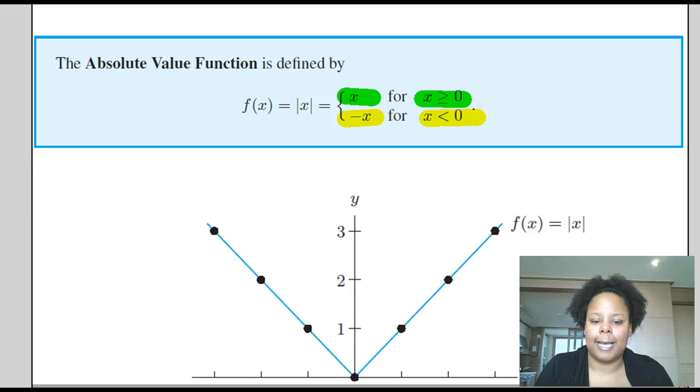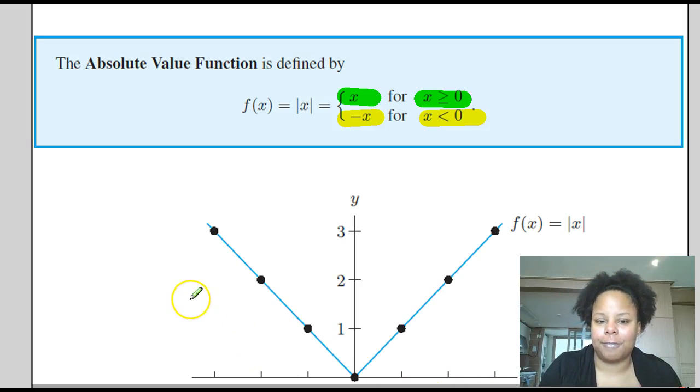And as we can see, the domain of this function is all real numbers, because all x values can be plugged into this equation and get an output. And the range is all positive numbers, including 0, because for all values greater than 0, you're going to have a positive output, and for all values less than 0, you're going to have a positive output for this piece of the graph. So this is an example of a popular piecewise defined function.